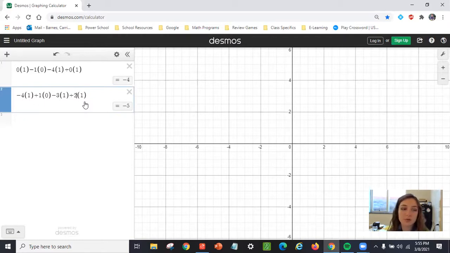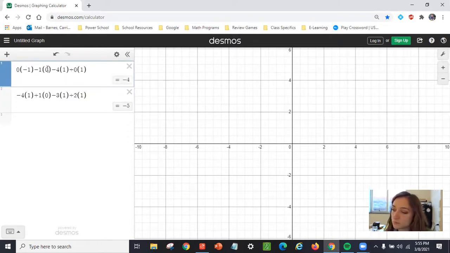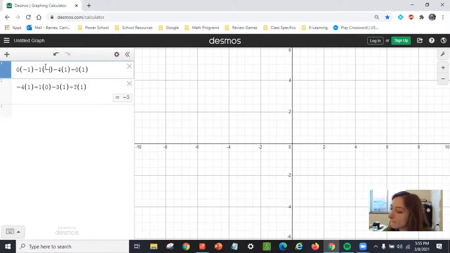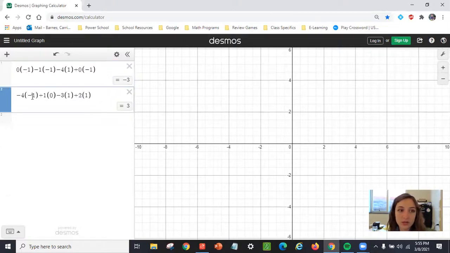Now I want to change the numbers that are on the inside of the parentheses. So I'm going to change this to -1, -1, 1, and then -1. So that's going to give me -3, and then moving down to the one on the bottom. So I want to change this to -1, -1, 1, -1. Okay, so that's going to give me -2.